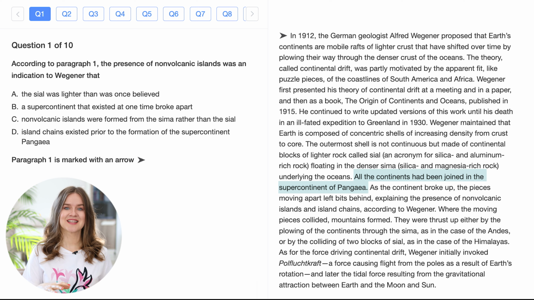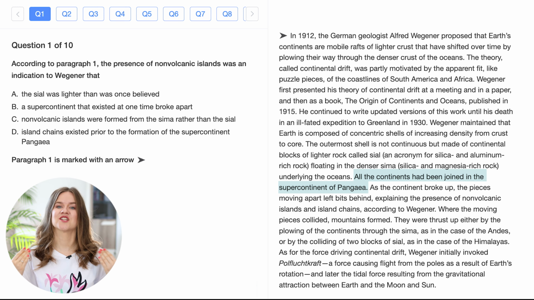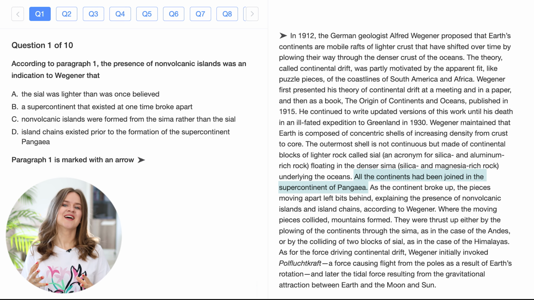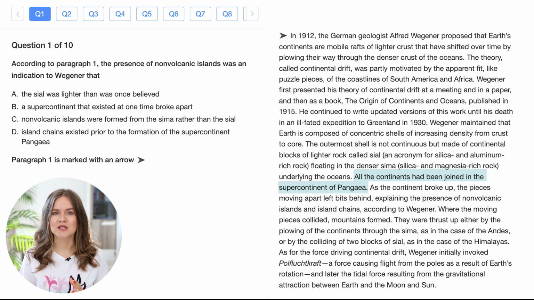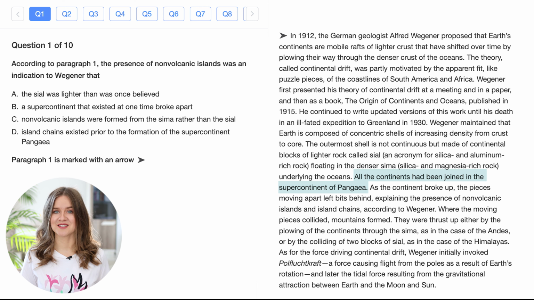"All the continents had been joined in the supercontinent of Pangaea." This means that all the continents were once part of one large landmass, which later broke into smaller pieces. That's why B is the correct answer. Easy, right? Let's move on.